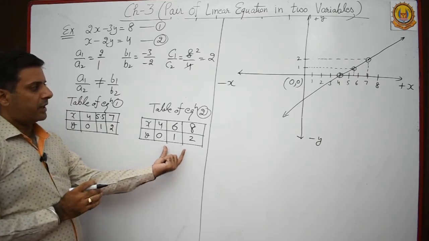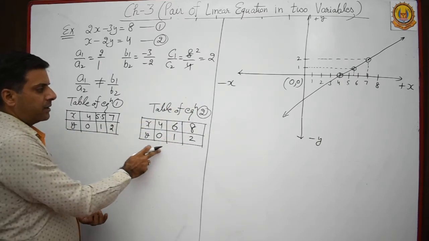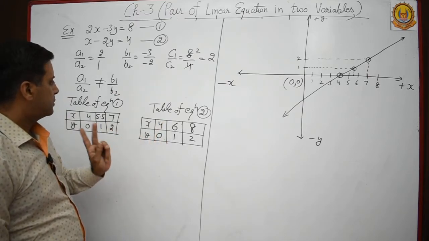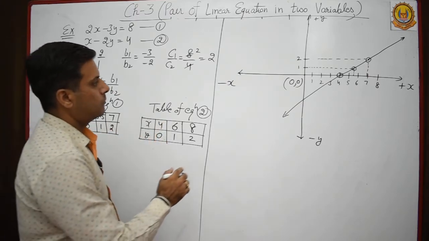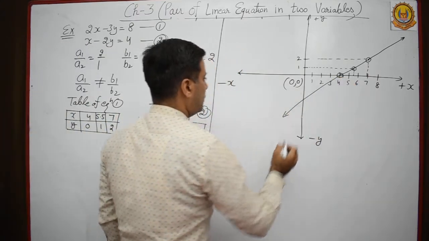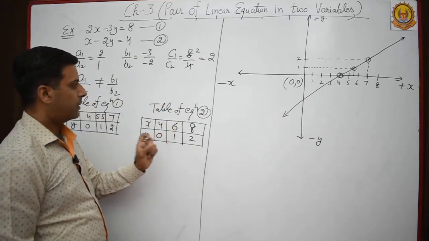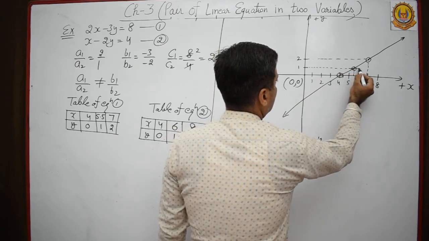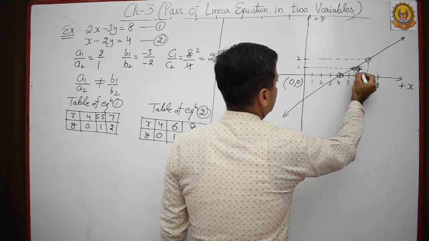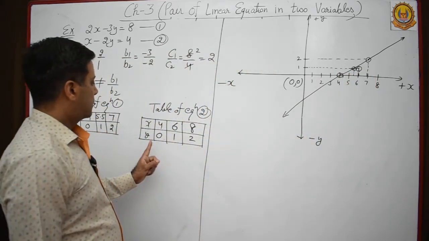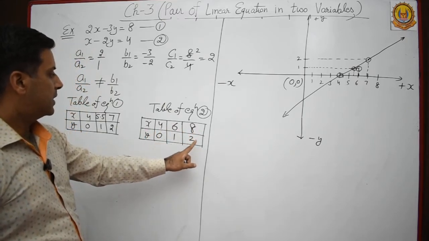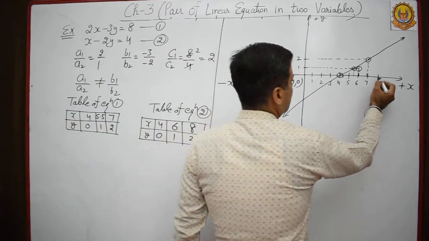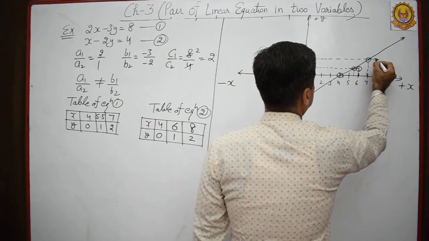Now just draw the coordinates of the second table. So that is (4, 0). Same thing here, so one point is common, (4, 0). Second is x equal to 6, y equal to 1. Like this. Third is x equal to 8, y is equal to 2.